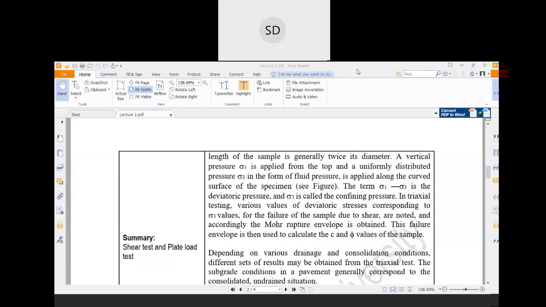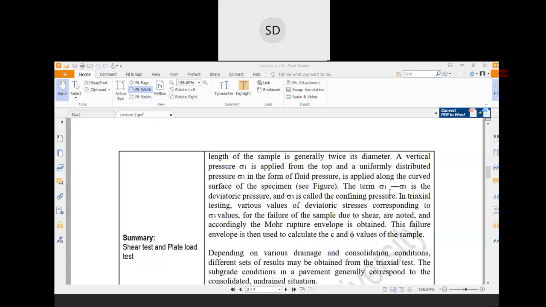So how is it applied? Whatever cylindrical soil sample is there would be submerged into water, so there will be some pressure from the water. Whatever pressure or stress is imposed over the soil sample from that is your sigma 3, or minor principal stress. Now the term sigma 1 minus sigma 3, the difference between the major principal stress and minor principal stress, is called deviatoric stress or deviatoric pressure, and sigma 3 is called confining pressure.